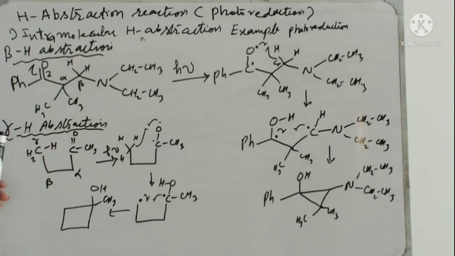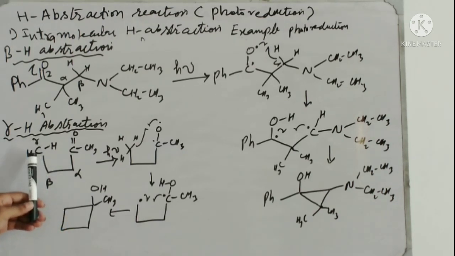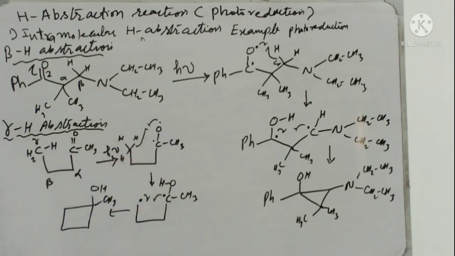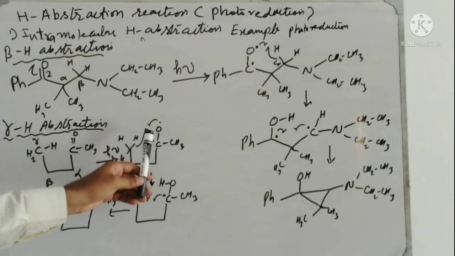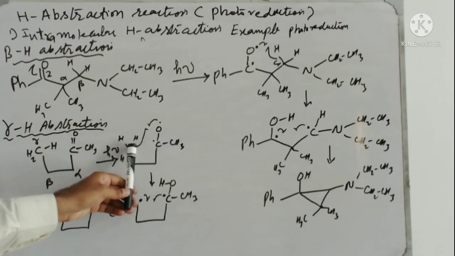Next, the gamma hydrogen can be abstracted. This is the example of gamma hydrogen abstraction. If we count alpha, beta and gamma on this carbonyl compound, this gamma carbon has a gamma hydrogen. When it is photoirradiated, it produces this alkoxy radical. Then, with this alkoxy radical in the triplet state, this gamma hydrogen is abstracted.